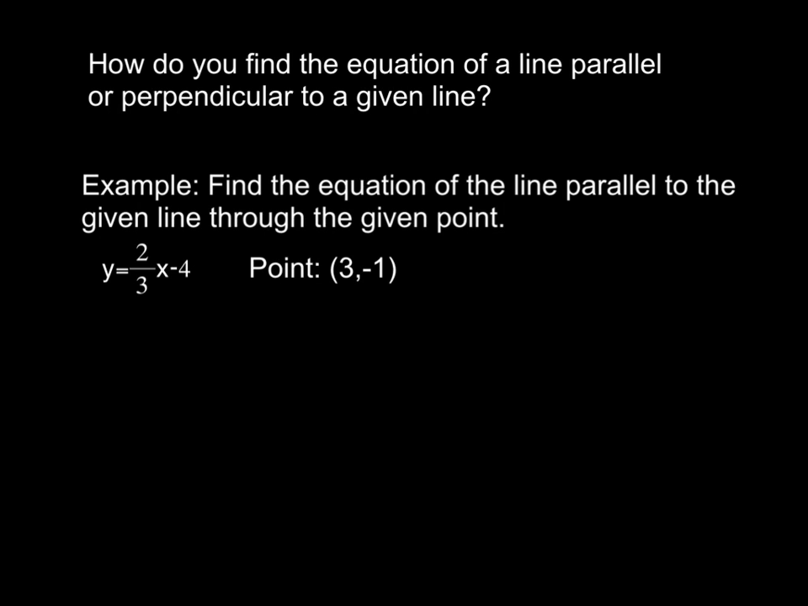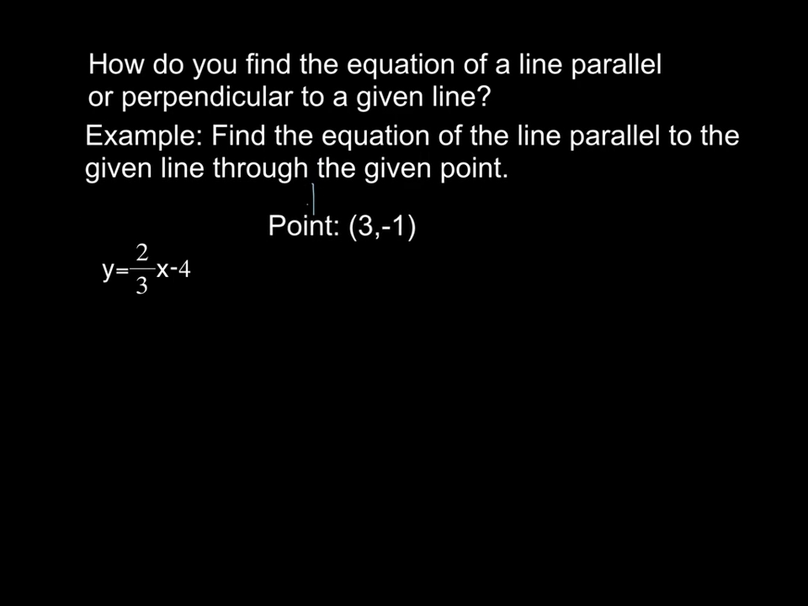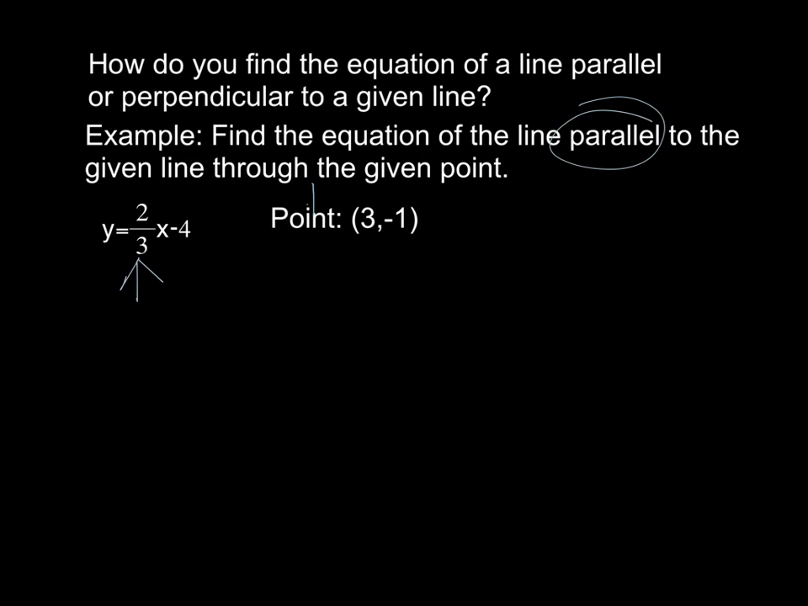So here we want to find the equation of a line parallel to a given line through a given point. And we're going to start, we know right away that the slope of this line is 2/3. So if we want to be parallel to this line, you should be asking yourself, if the slope of this line is 2/3, then a parallel line will also have a slope of 2/3. And we want to go through the point 3, -1. So this one is really kind of an easy one.